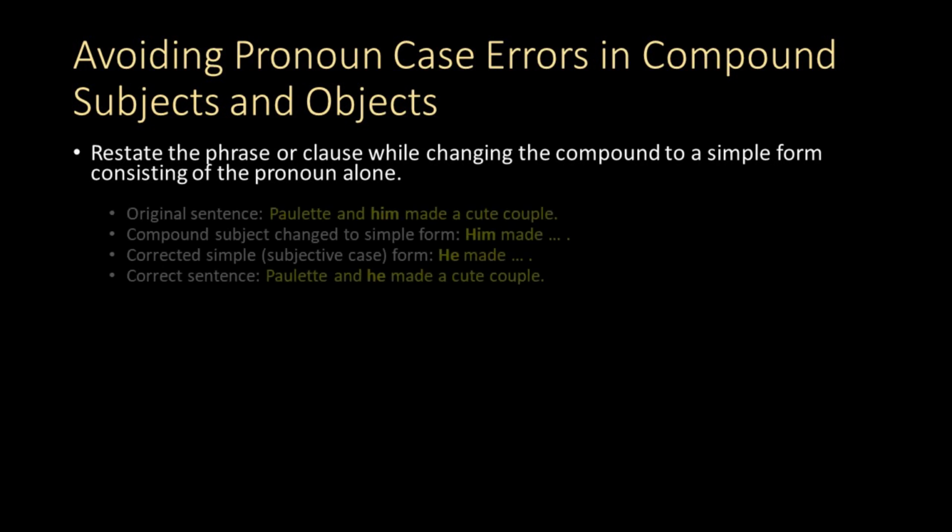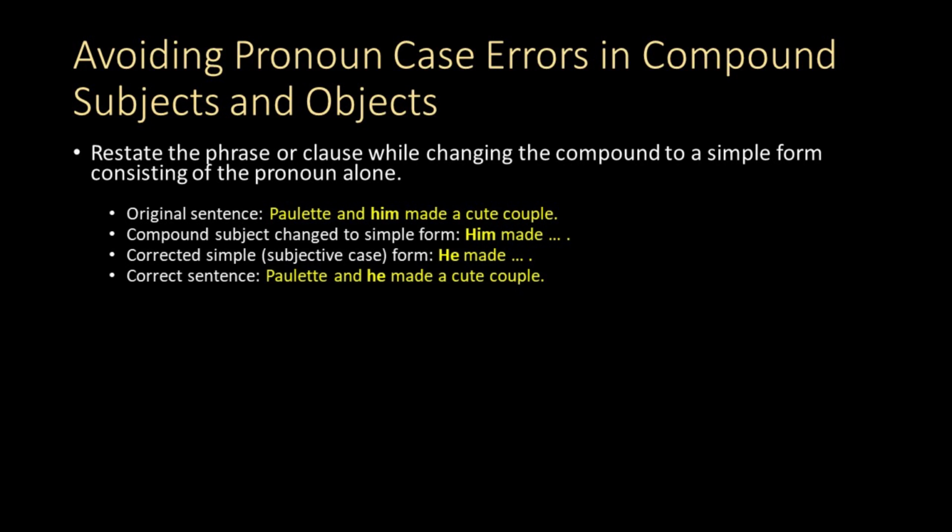So we can do this. Here's the original sentence. Paulette and him made a cute couple. And here's the compound subject changed to a simple form. Him made. And here's the corrected simple form. He made. And here's the correct sentence. Paulette and he made a cute couple.